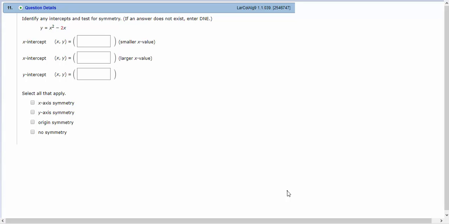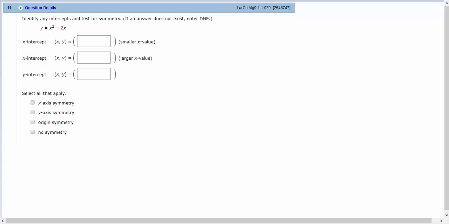For this question, they want us to identify any intercepts and test for symmetry, and we have an equation there that's a bit complicated to initially solve for x-intercepts or y-intercepts. It's algebraically possible, but I would like to encourage us to use graphing calculators at this point. If you have a graphing calculator that you own, you may use it. If you do not have one, you can use the internet, and I'm going to show you how.